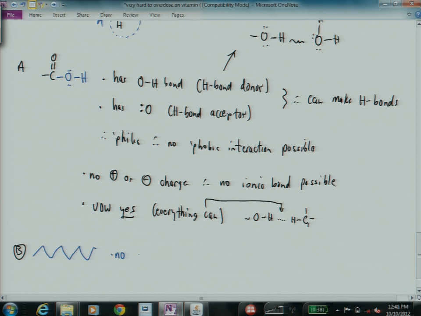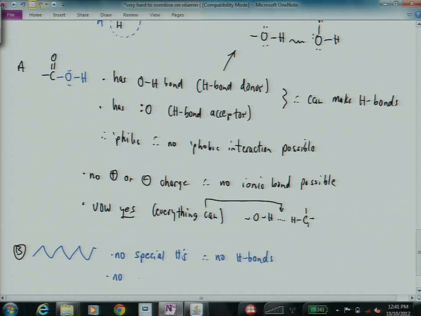Ionic bonds, yes or no? I got a yes, I got a no. What do we need to see for an ionic bond? Is there any charge there? No. So no charges, no plus or minus, therefore no ionic bond. Therefore, this thing is which? Phobic or philic? Phobic. This is phobic.